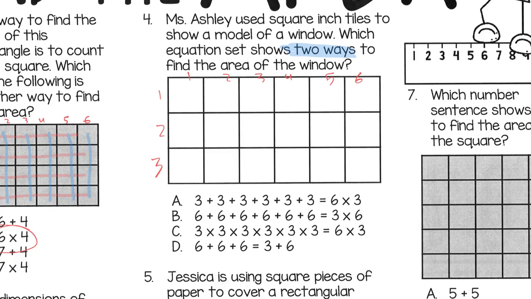So the ways that we could do it are add them all together. 1, 2, 3, 4, 5, 6. You could count them all. Or I could take the length times the width. And I'm going to let you find which one of these shows both adding and multiplying the correct numbers.